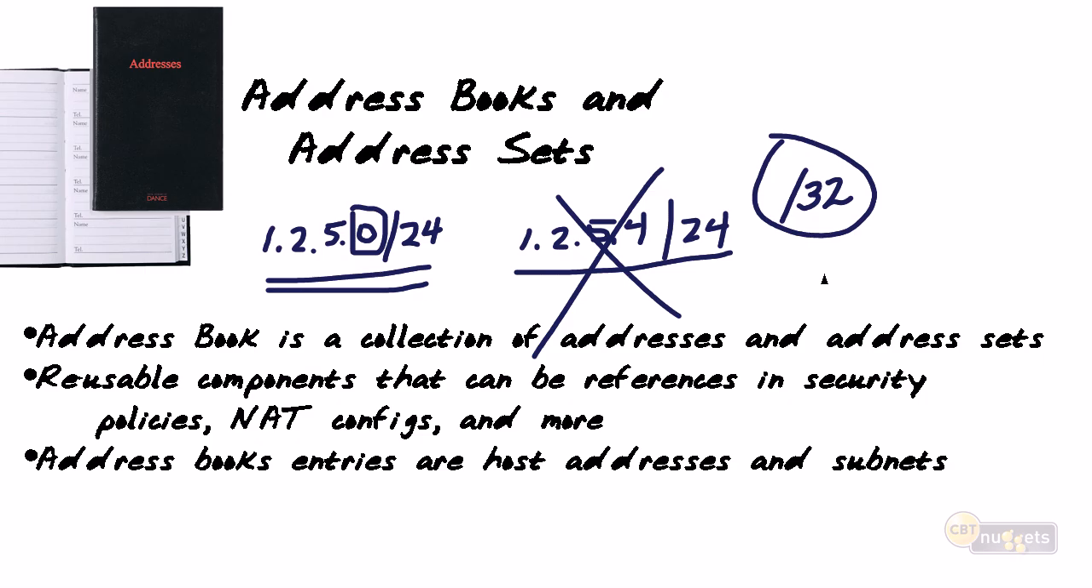So the address book is a collection of addresses and address sets, and these are reusable components. Just like we did them in Cisco, they're reusable here in Junos. They can be referenced in security policies. They can be referenced in NAT configs, network address translation, which, by the way, we're going to be looking at in the next couple of nuggets coming up after security policy, and other things as well. And address book entries are host addresses /32 and subnetworks or prefixes.